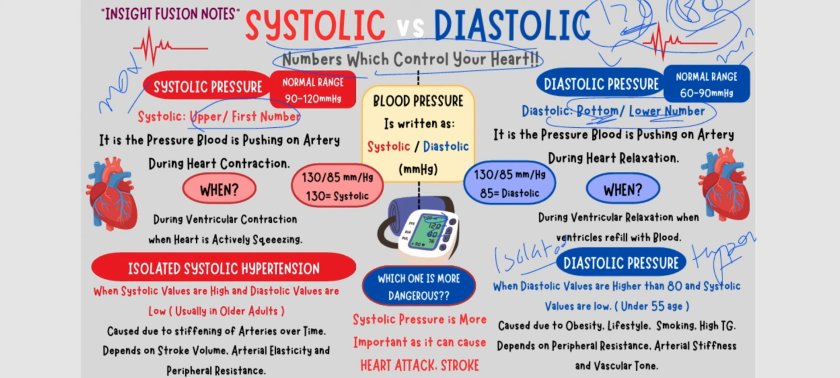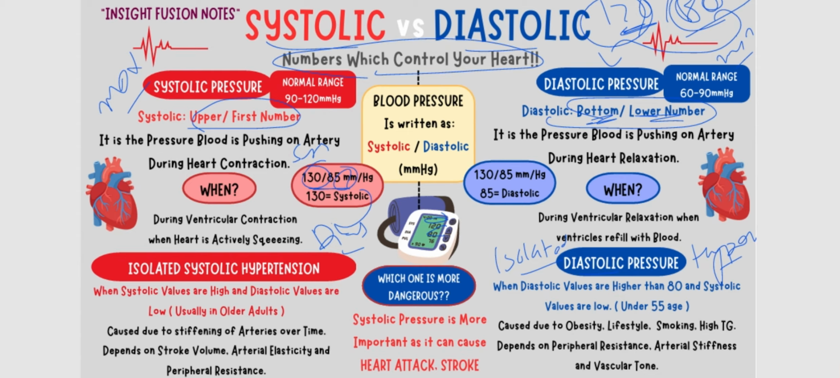If I consider 130 by 85 millimeters of mercury, 130 is the first, upper and maximum number, so it is the systolic pressure, and 85 is the lower, minimum, bottom number, which is called the diastolic. I hope now you will never forget what your blood pressure readings tell you: your systolic pressure and your diastolic pressure.